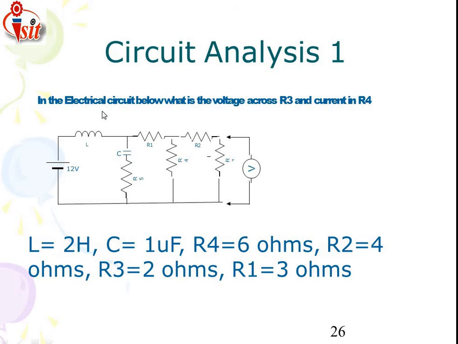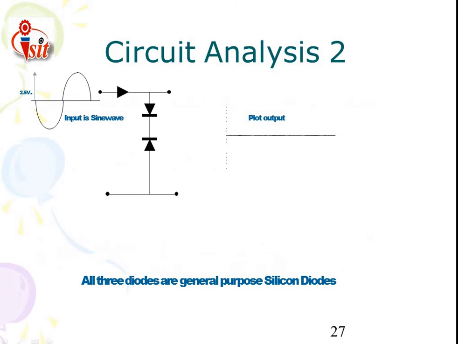In circuit analysis 1, in the electrical circuits below, what is the voltage across R3 and the current across R4. L is equal to 2H, C is equal to 1, R is equal to 6 ohms, R2 is equal to 4 ohms, R3 is equal to 2 ohms, R1 is equal to 3 ohms. This is circuit analysis 2 related to the input sine wave, and this is the plot output we are getting over here.